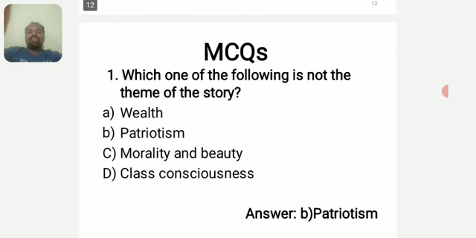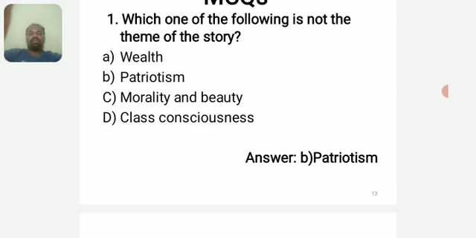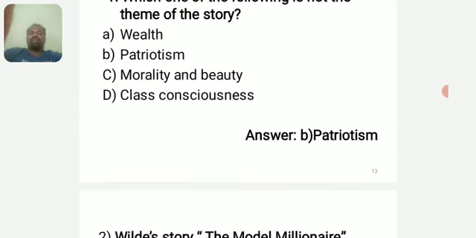Here importance is given to wealth, morality and beauty, and class consciousness, and patriotism is the right answer. Which one of the following is not the theme of the story? Patriotism, we don't find any patriotism in this lesson.